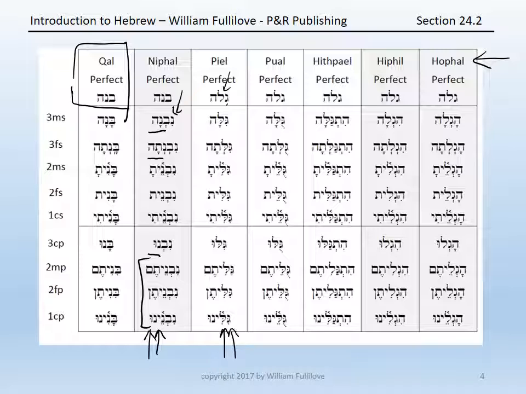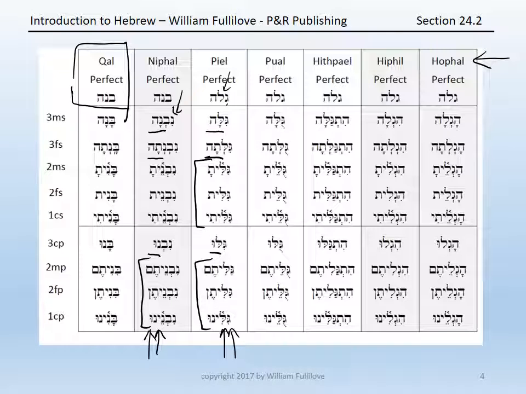You have the hireq under the first root letter, and the he of the third he has exhibited the exact same behavior. It's been replaced by a mater in the third masculine singular form. It has become a tav in the third feminine singular form. It has become a hireq yod in the second and first person forms. It has disappeared in the third common plural form, and then it has been replaced by the hireq yod mater again in the second and first person forms.